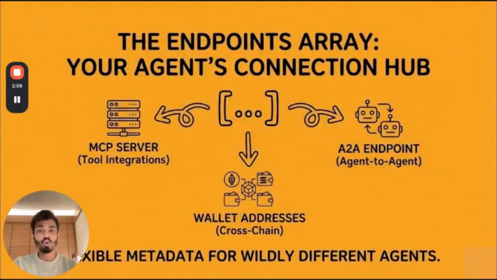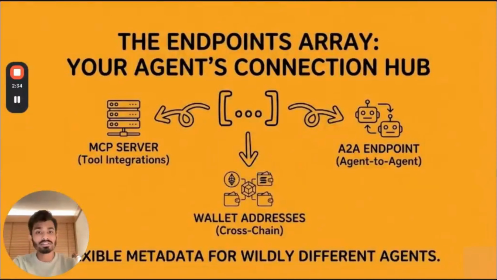You can also declare what trust mechanisms your agent supports, things like reputation feedback or validation through re-execution. This information helps other agents decide how much to trust you before they have ever interacted with you. So that's where we start: a JSON file. Maybe a kilobyte or two of structured data that fully describes your agent's identity and capabilities.